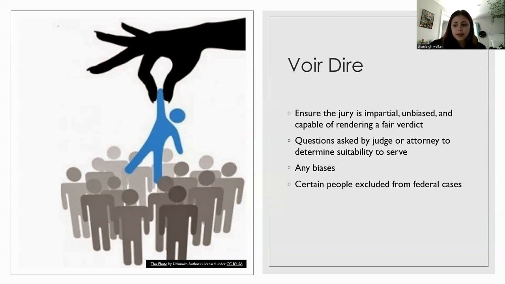In a federal case, though, there are certain people that are just disqualified, such as a professional law enforcement officer, a professional firefighter or EMS provider, a public officer working in federal, state, or local government, and a member of the armed forces on active duty. They are not allowed to participate in juries of a federal case.